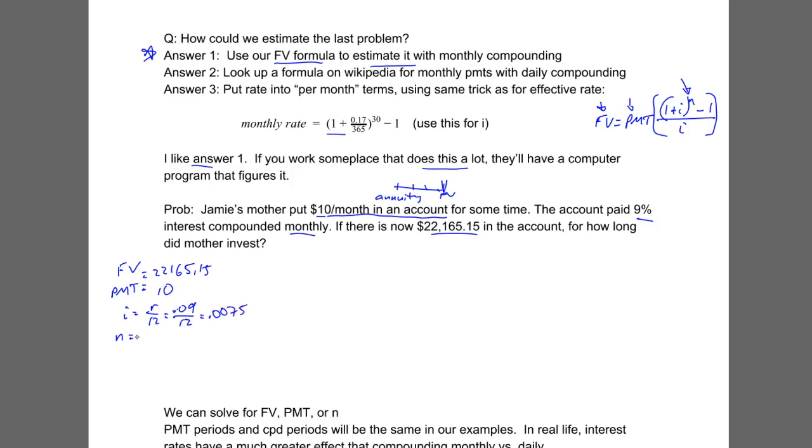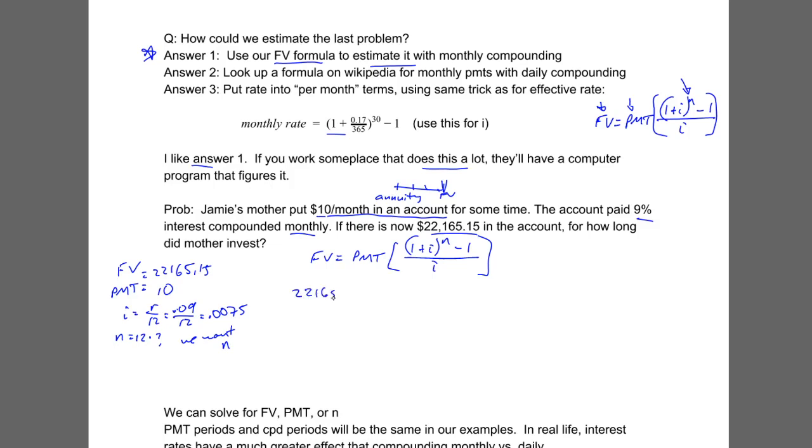And N is always the number of compounds. So it's 12 compounds per year times we don't know. So we just say we want N. All right, and then our little formula, future value is payment. I'm just going to write it out because why not? Helps remember. Got to be a little careful with this guy. And then put in this stuff.